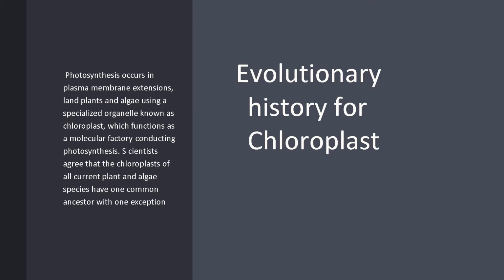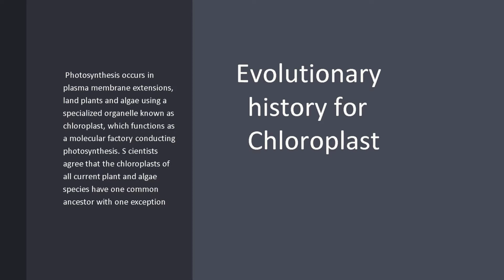Today I would like to talk about the evolutionary history of chloroplasts. As we know, photosynthesis occurs in plasma membrane extensions in plants and algae, using a specialized organelle known as the chloroplast, which functions as a molecular factory conducting photosynthesis. Scientists agree that the chloroplasts of all current plant and algae species have one common ancestor, with one exception.